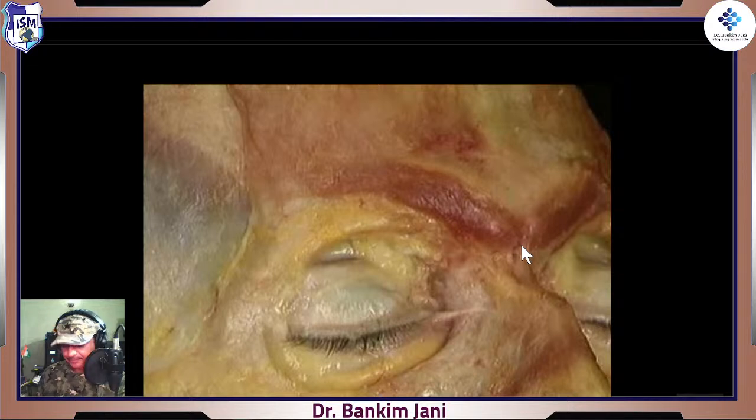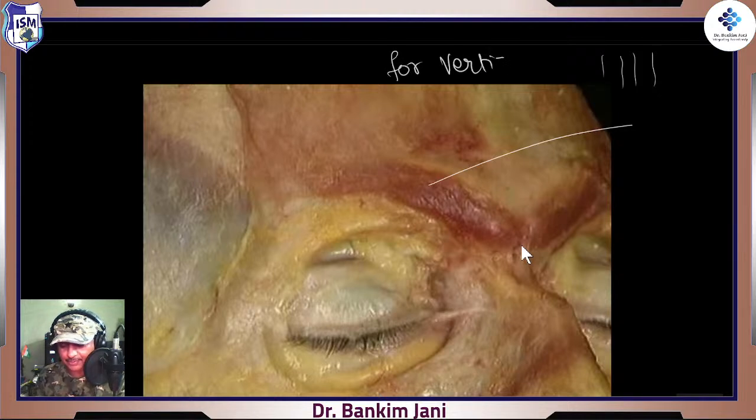If you go still deeper, if you want to create vertical lines on the forehead, so this is a deeper muscle. I'll write four vertical lines. So expressive these muscles are. For vertical lines, this is the deeper muscle. It is called corrugator supercilii.